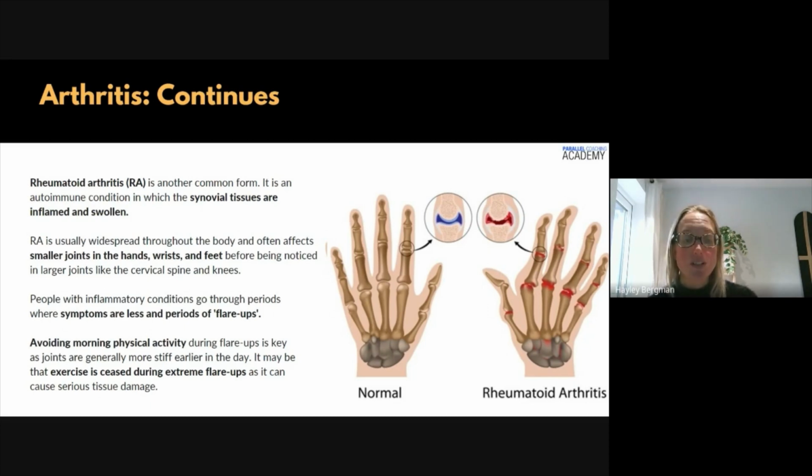You also might want to consider things like avoiding morning physical activity during flare-ups. It could be very uncomfortable to hold dumbbells, kettlebells, etc. And it could cause quite a lot of stiffness. So later in the day might be a better time frame. It may also be that the exercise is ceased during times of extreme flare-up.